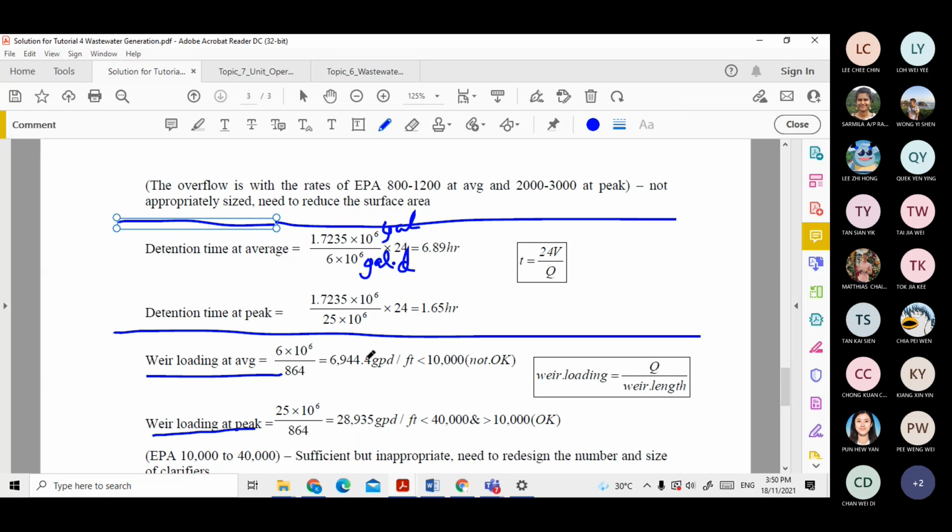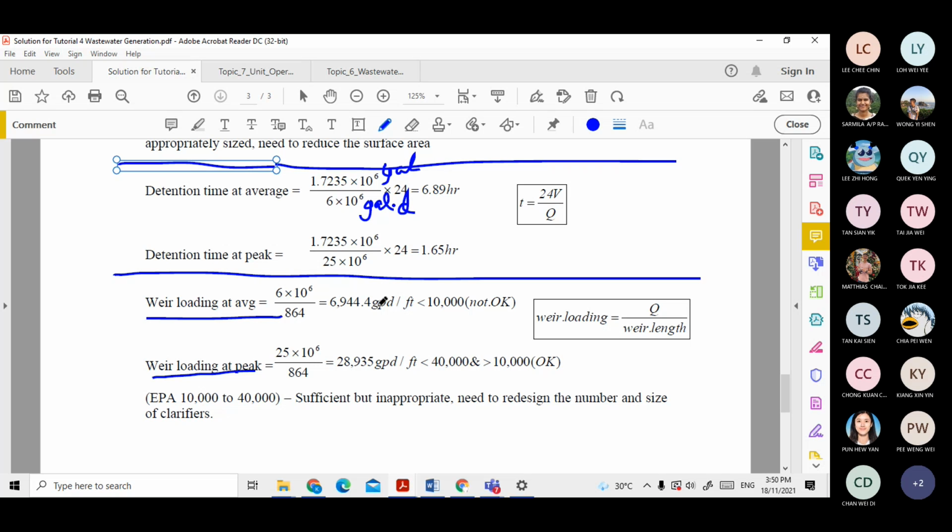So you have to resize or redesign your clarifier to make sure both weir loading at average and at peak fall within the range. So now it's sufficient, but inappropriate. Need to redesign the number. Maybe you can reduce the number of clarifiers or you can make them a smaller size.